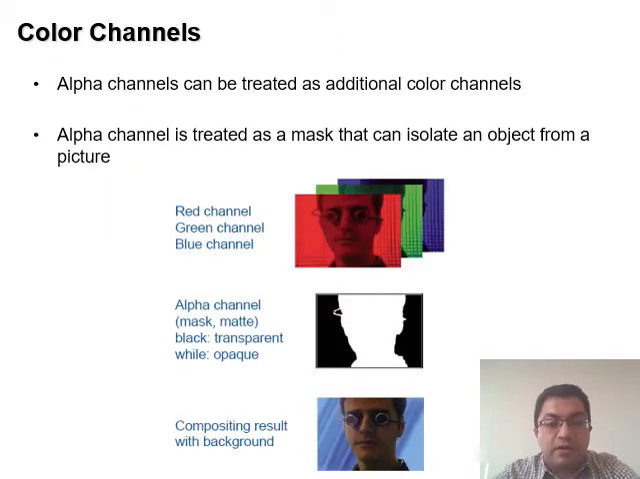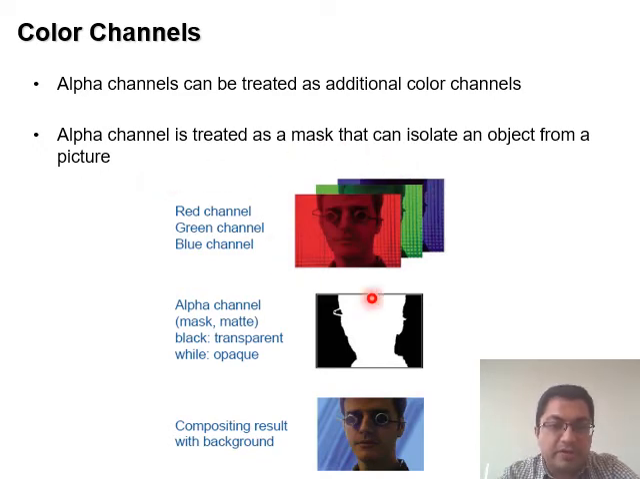Other than the color channels, the red, green, and blue, we have another sort of channel which is called the alpha channel. The alpha channels can be treated as additional color channels, although they actually do not represent color. The alpha channel is treated as a mask that can isolate an object from a picture.